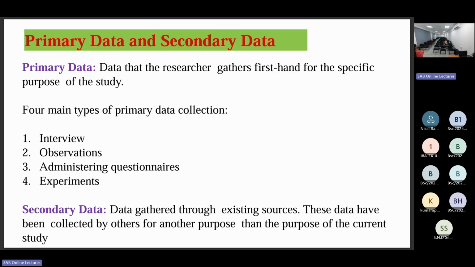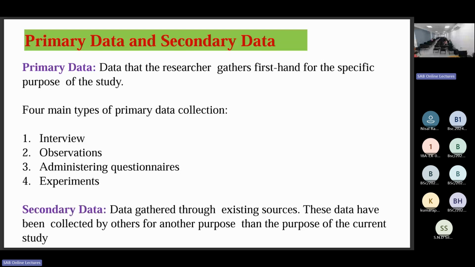Later on, once we complete, there may be other batches who are doing research and other things. So they come and ask your opinions or your perception. In that sense, I give that answer booklet to them to refer to. That may be the secondary data.